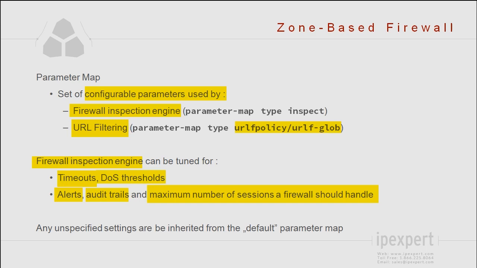But in the vast majority of cases, we are going to be dealing with a parameter map type inspect, which is once again used by the firewall, the inspection engine in general. And one thing you should remember about this one is that for all of the settings you do not specify in a parameter map, which you then apply to the inspection rule, they are going to be inherited from the so-called default parameter map. So we can say show parameter map type inspect default, and it is going to show you those different configuration options you have within a parameter map and their default values. So whatever you do not set using your customized parameter map is going to be inherited from the default parameter map that is pre-configured on the device.